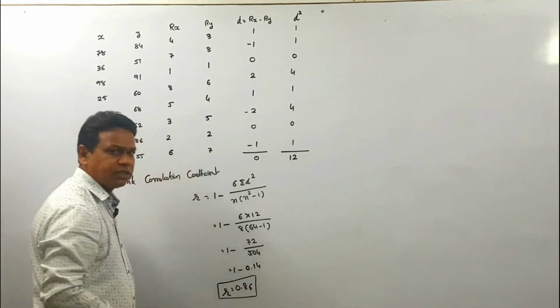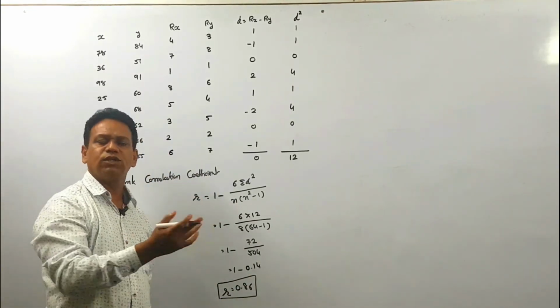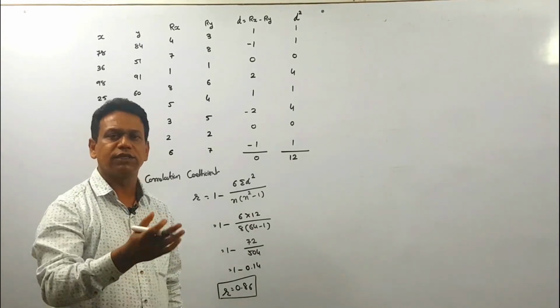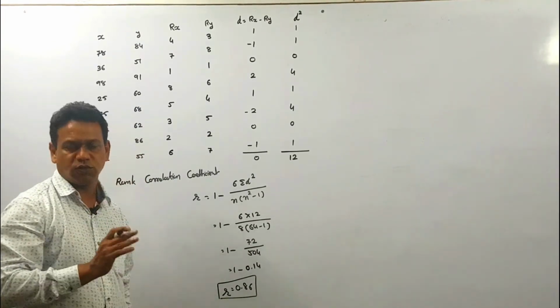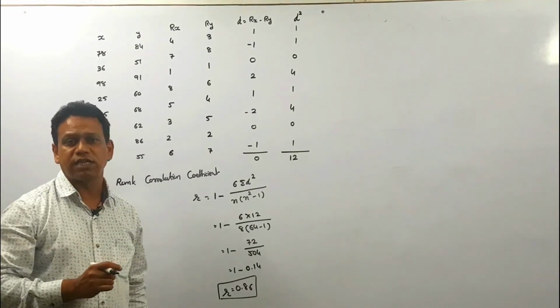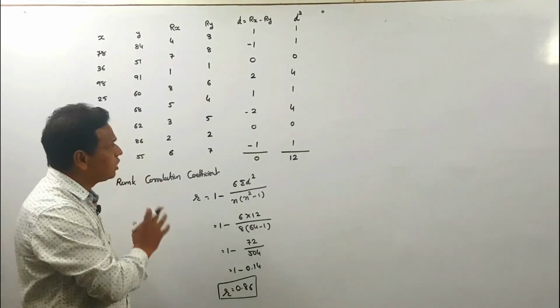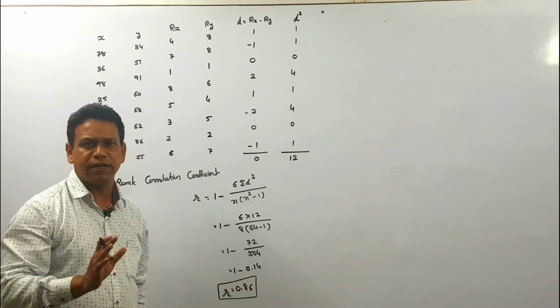And the interpretation is always the same. If it is near to 1, high degree positive; if it is near to 0, low degree positive. Okay, and our answer always lies between minus 1 to plus 1. This is the very simple approach, my dear friends.